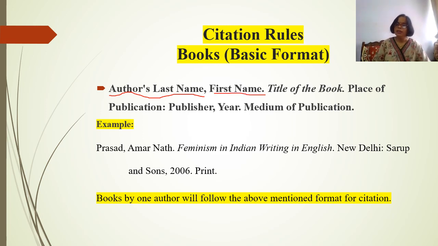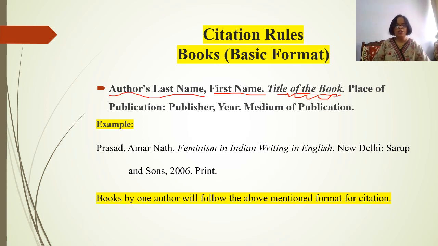Then we are going to put a full stop over here. Then the title of the book, and this title of the book is going to be italic. Then once again full stop. Then place of publication. After place of publication we are going to put a colon. Then name of the publisher, comma, year, full stop, and then medium of publication.